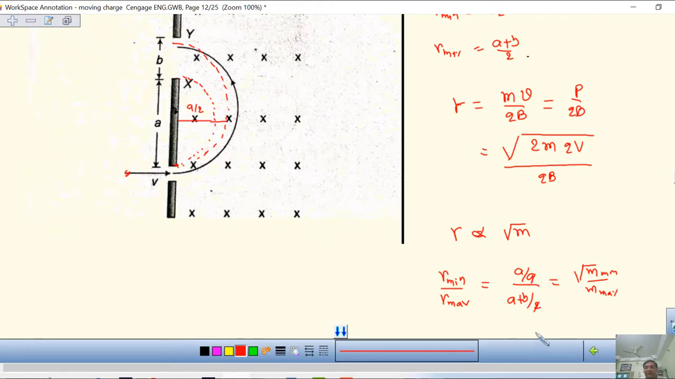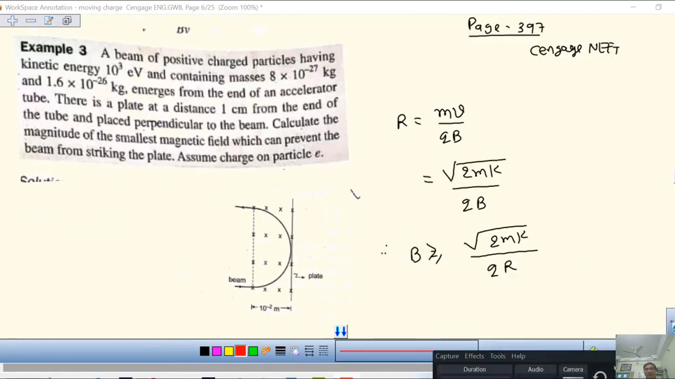Now 2 is cancelled out. So we can take the square on both sides. We get a upon a plus b, square. Sorry, here there is a square root, minimum upon maximum, so I take the square on both sides. So square is equal to minimum to maximum. It can be asked inverted as well. So a upon a plus b whole square. Right?